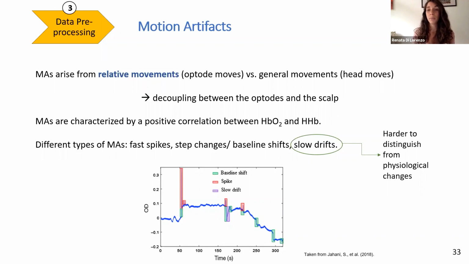So if the baby is moving the head, it might not impact your data if the cap is tight enough. Motion artifacts are characterized by a positive correlation between oxy and deoxyhemoglobin. And there are different types of artifacts that you can see in the data. You might have fast spikes or step changes, baseline shifts, or slow drifts. And the slow drifts are actually harder to distinguish from physiological changes.